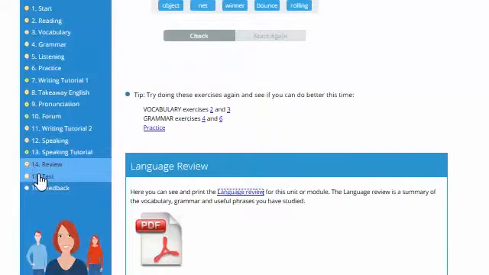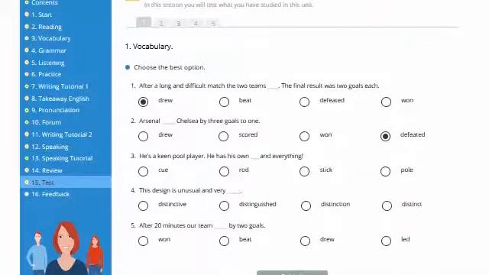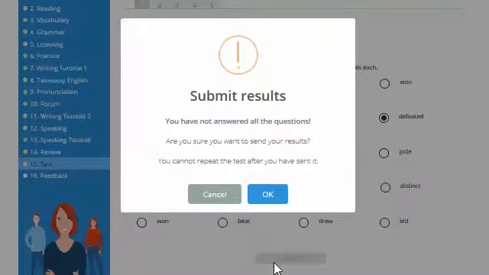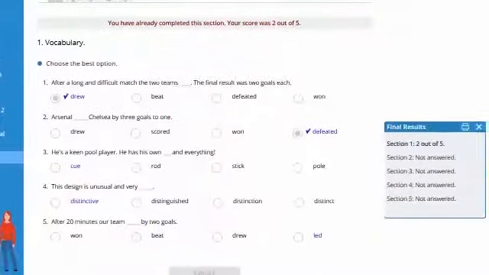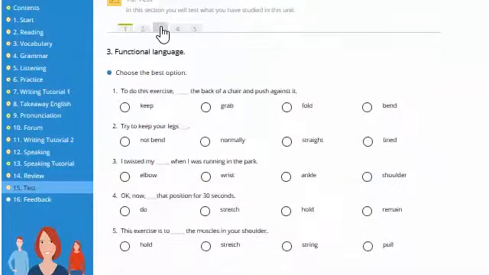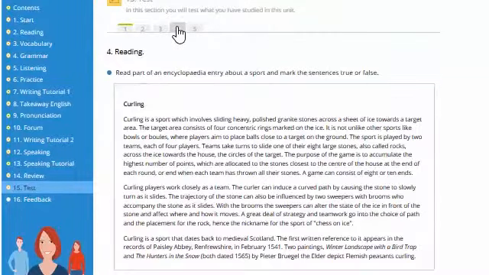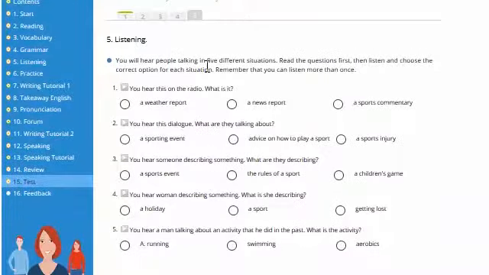And finally, we have the test section. This is when we formally assess what the students have learned. Students can only take the test once. Section 1 looks at vocabulary. Section 2, Grammar. Section 3, Functional Language. Section 4, Reading Comprehension. And Section 5, Listening Comprehension. The marks students are awarded for the test section will contribute to the final grade.